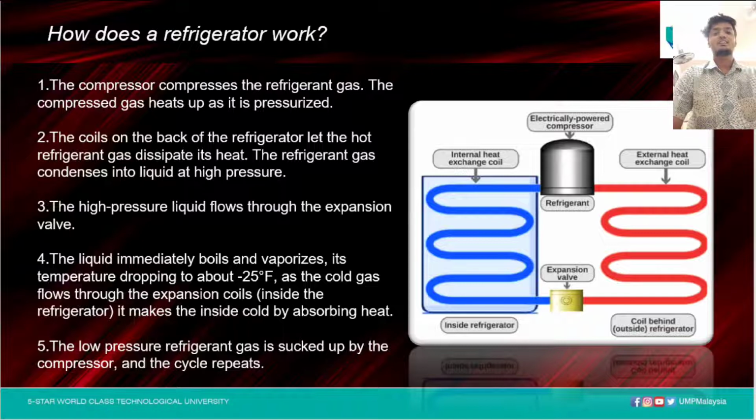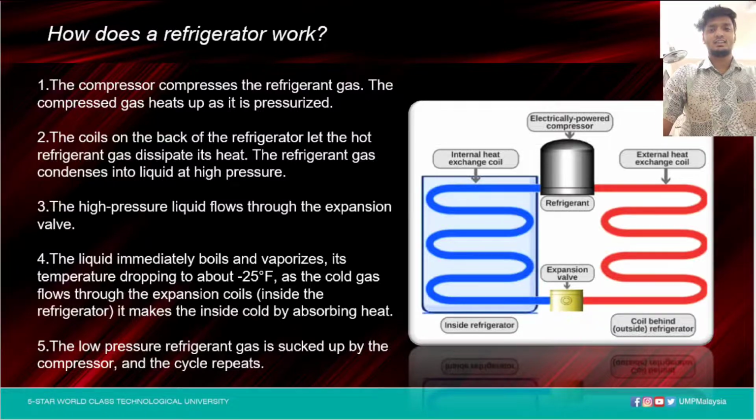Third, the high pressure liquid flows through the expansion valve. Fourth, the liquid immediately boils and vaporizes, its temperature dropping to about -25 degrees as the cold gas flows through the expansion coils inside the refrigerator, and it makes the inside cold by absorbing heat. Lastly, the low pressure refrigerant gas is sucked up by the compressor and the cycle repeats. In the meantime, let's look at the diagram. This is the working principle of the refrigerator.